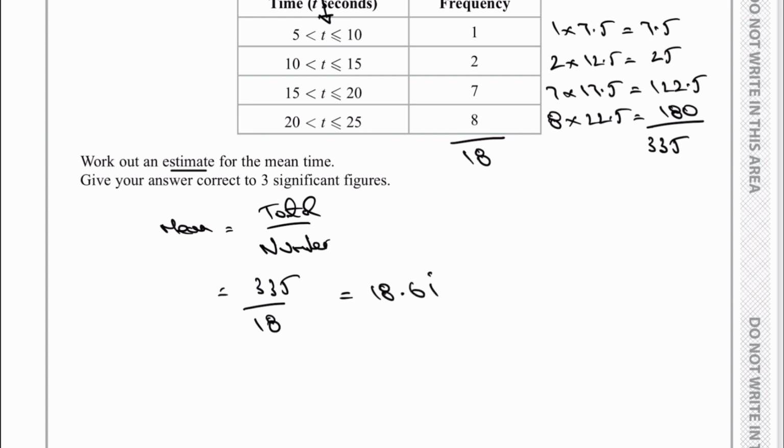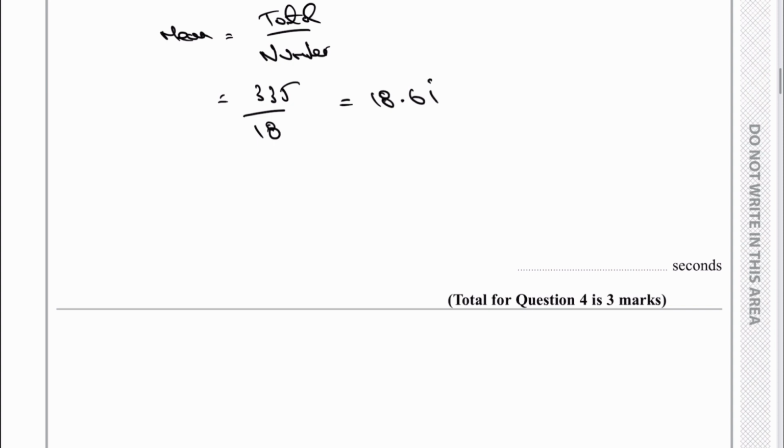Now you'll notice in the question it says give your answer correct to 3 significant figures. So to 3 significant figures, that would be 18.6 on question number 4.